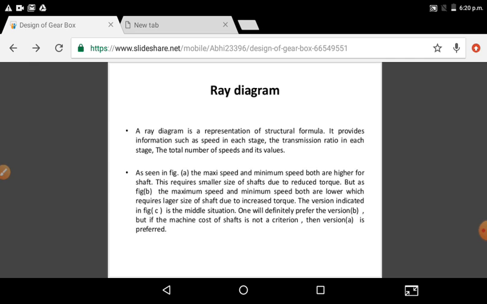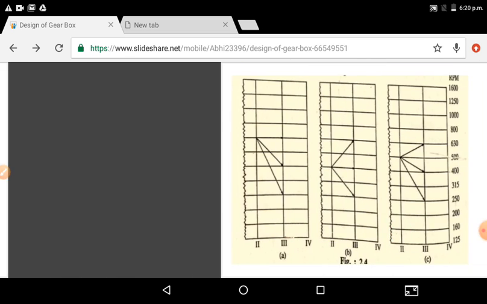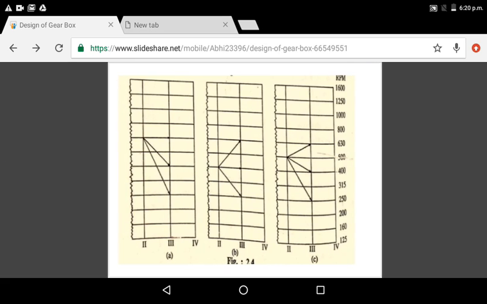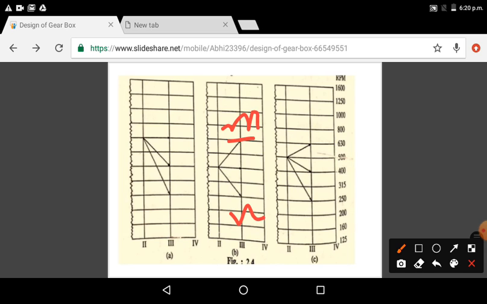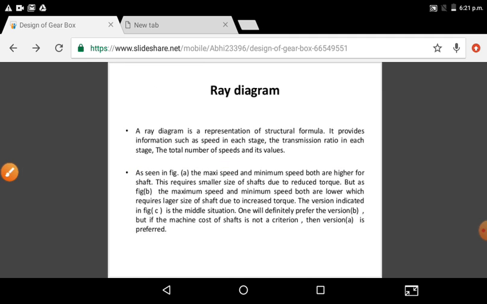But in the second figure, this is the maximum speed, right? And this is the minimum speed. So we can denote them as M and n: M is the maximum speed and n is the minimum speed. So as per this figure, the maximum speed and minimum speed are both lower, which requires a larger shaft size due to the increased torque.